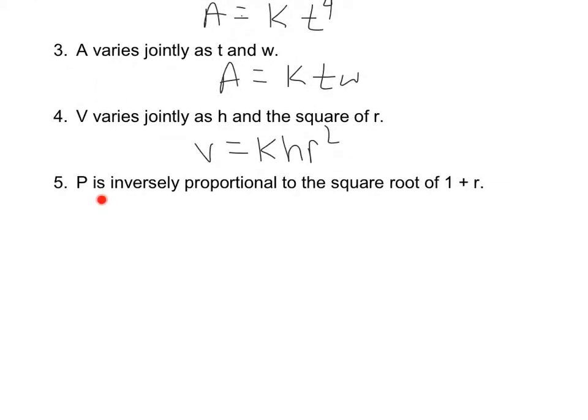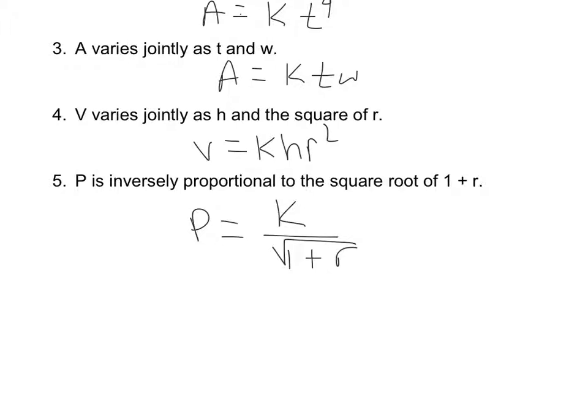Now it says p is inversely proportional to the square root of 1 plus r. So p is k over the square root of 1 plus r. Now we get to look at some word problems that we'll have to solve these type of equations with, okay?